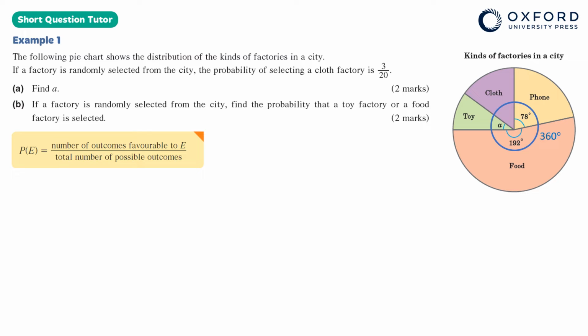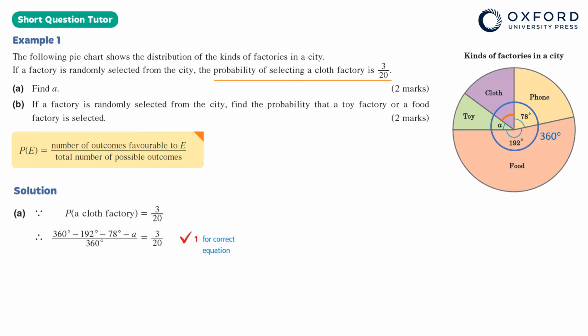In Part A, it is given that the probability of selecting a cloth factory is 3/20. For the probability of selecting a cloth factory, the denominator is equal to 360 degrees. The numerator is the angle at the center representing cloth, which is 360 degrees, minus 192 degrees, minus 78 degrees, minus A. 1 mark will be given for the correct equation. By solving the equation, we have A is equal to 36 degrees. 1 mark will be given for the correct answer.